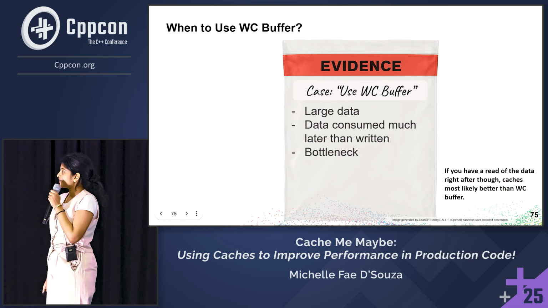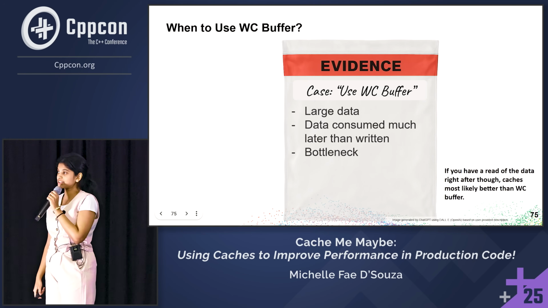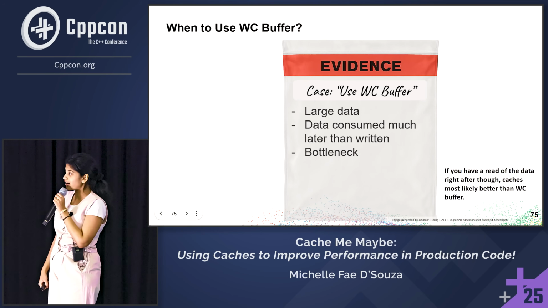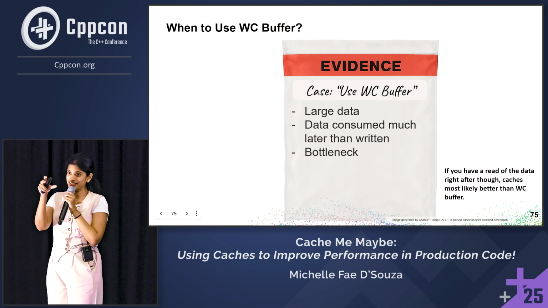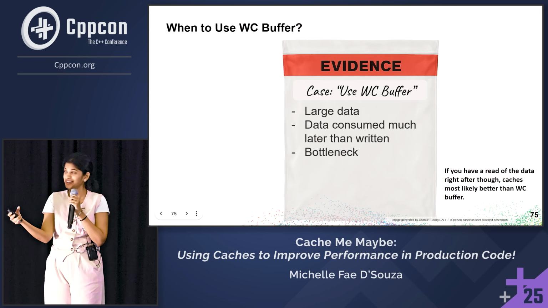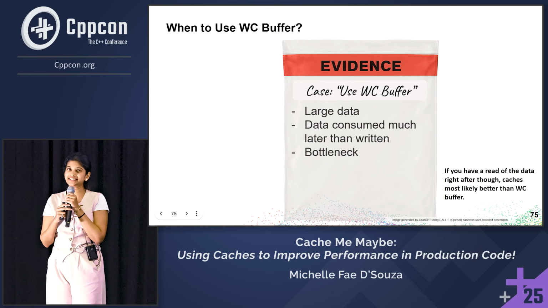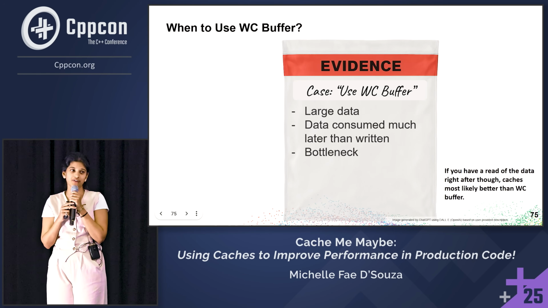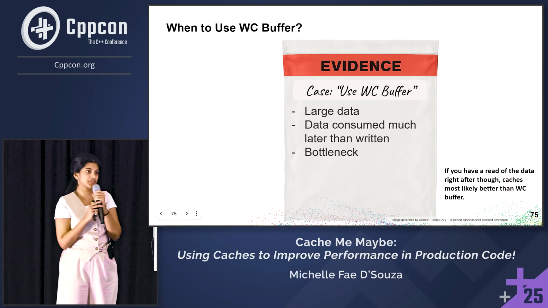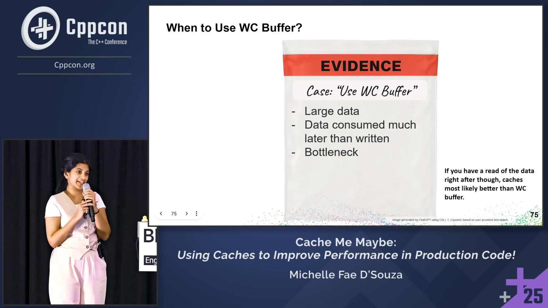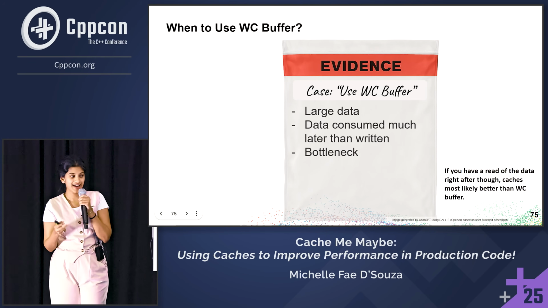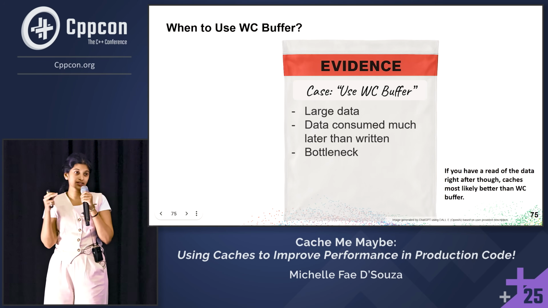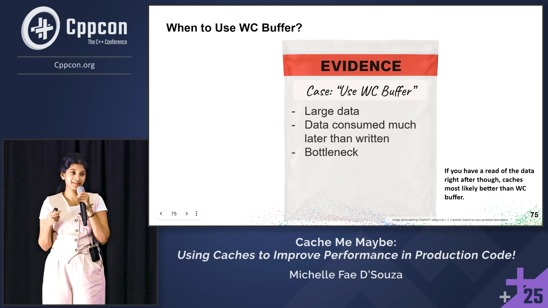Because if you have a read of that vector B right after you write with the write combining buffer, what's going to happen is you kind of lose the advantage of skipping the read for ownership phase. And so in that case, having a normal cache write ends up being better.